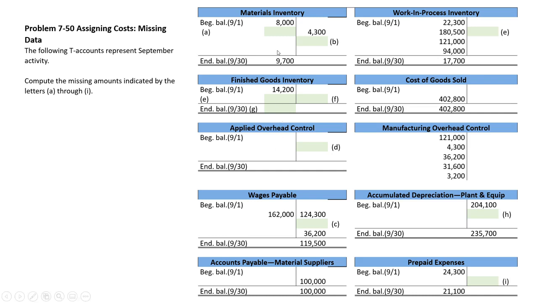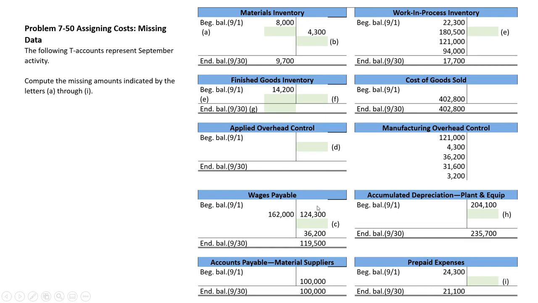I want to mention here that we have the typical inventory accounts. We have our materials inventory, which is also known as our raw material, work in process inventory, finished goods. We have our expense related account of cost of goods sold. We also have our two overhead accounts, both our account that we accumulate our actual overhead, our manufacturing overhead control, and also our account that we apply overhead with, our applied overhead control.